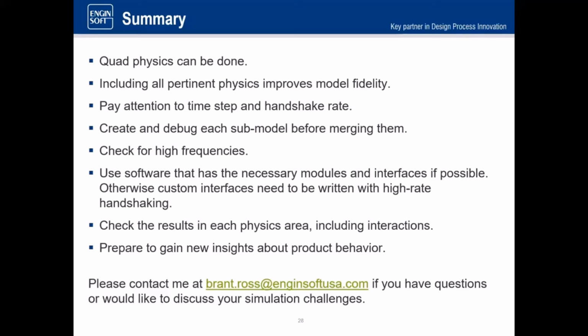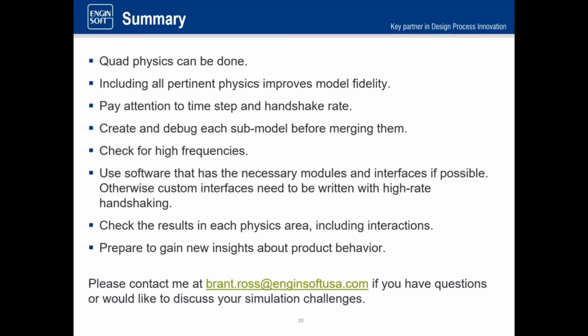Again, best practice: create and debug each submodel before merging them all together. Best practice is to check for high frequencies and make sure your time step is appropriate to capture those behaviors. And just advice to use the right software, which for our community, we can see that RecurDyn already has the right stuff.